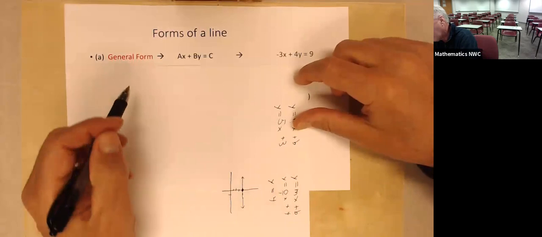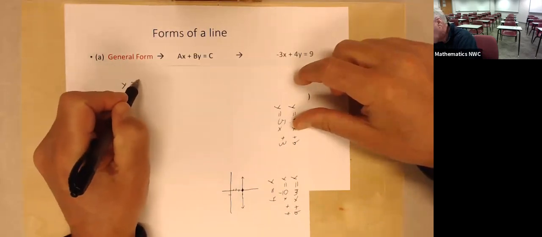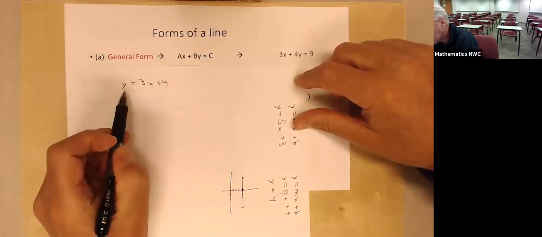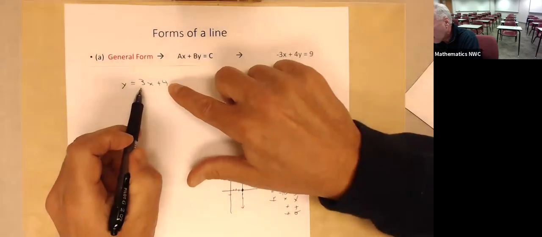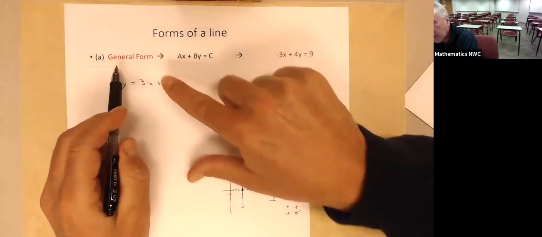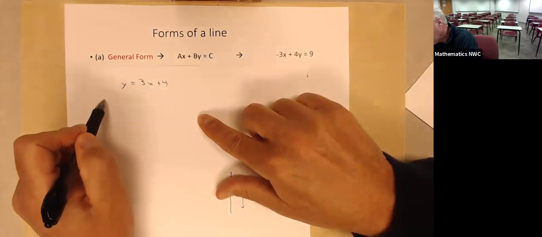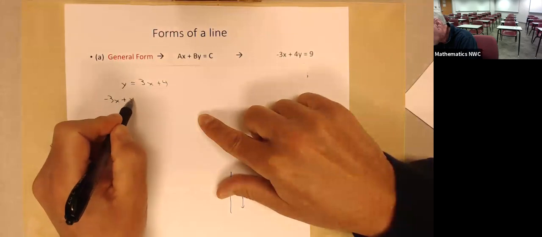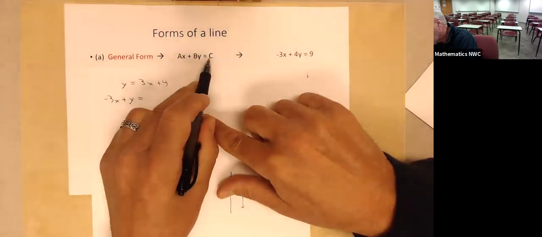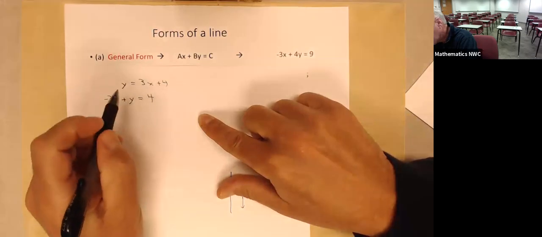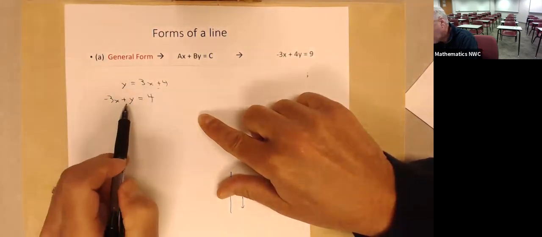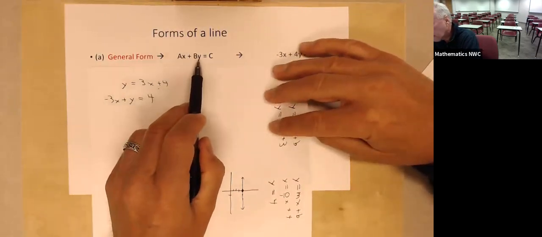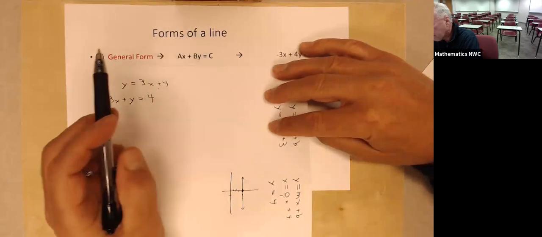If you're asked to put a problem from slope-intercept form into the general form, let's, for example, just take a problem like this, y equal to 3x plus 4. That is in the slope-intercept form. If they wanted me to take this equation and put it in the general form, I would move the 3x over. Then I have my y term, which is just a 1y. And then I have the number, which is my c.